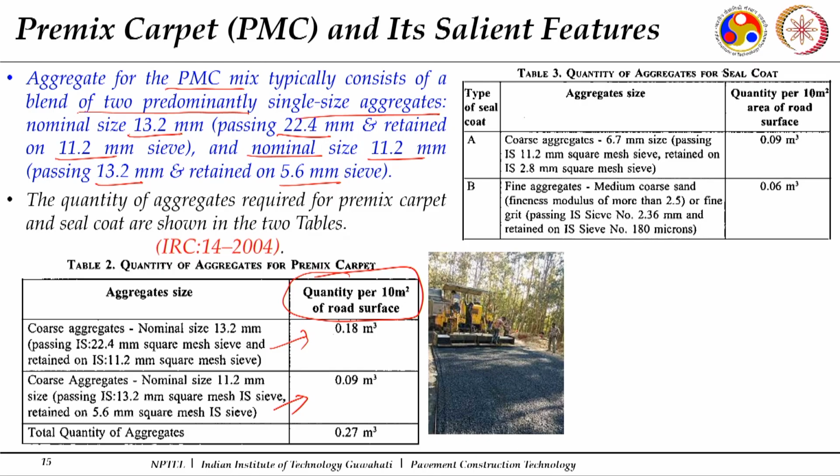So if a 10 meter square of area is to be constructed, then in that particular case 0.27 meter cube of aggregate should go into that 10 meter square area of premix carpet laying. Along with it, once that premix carpet is laid, there is a requirement of seal coat. In the seal coat, the type A, which was mentioned as a liquid seal coat, again has some aggregate requirement. It says the coarse aggregates to be used are of 6.7 mm size, passing 11.2 and retained on 2.8.